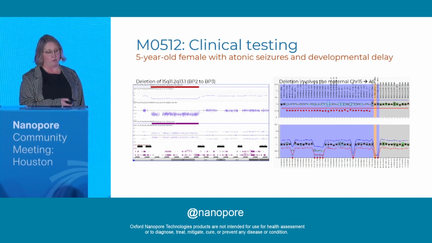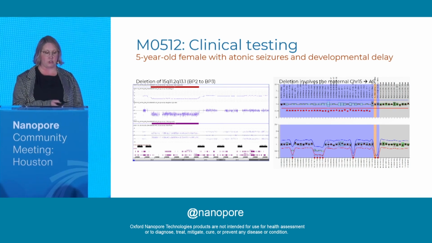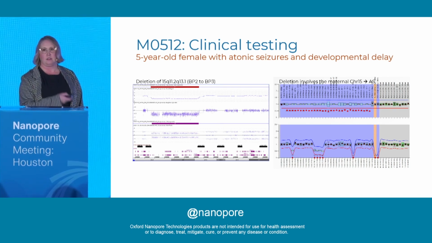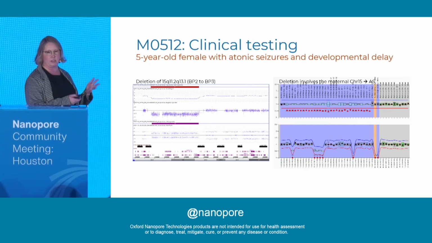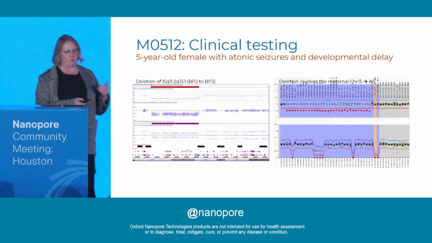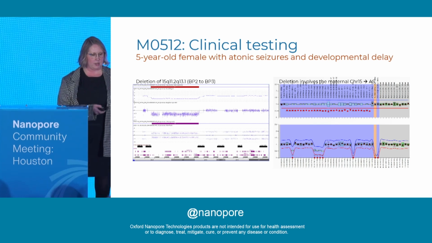This was a 5-year-old female who was having seizures and developmental delay. Testing in our lab, the first test ordered was a chromosomal microarray, which showed that deletion, but it didn't tell us what chromosome that deletion involved. So we had to do a second test, the MS-MLPA assay, which showed us it was the maternal chromosome 15, consistent with Angelman syndrome.